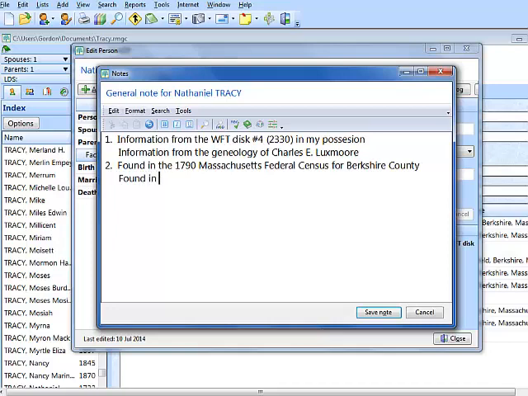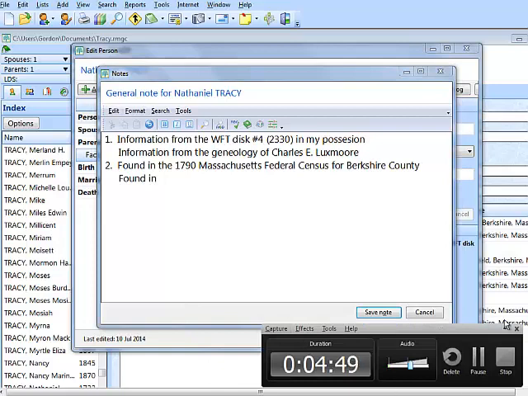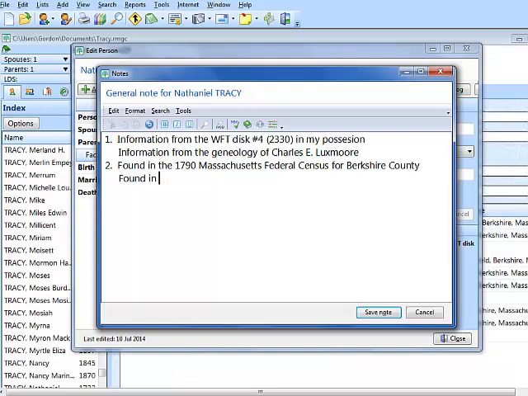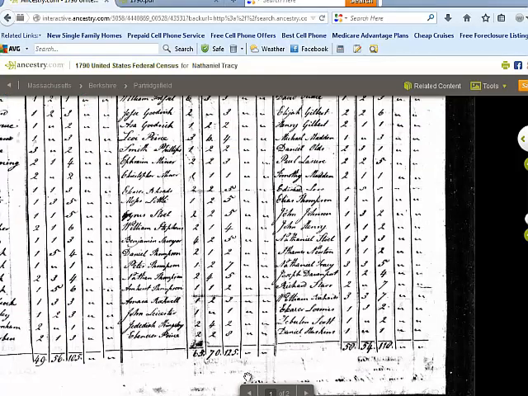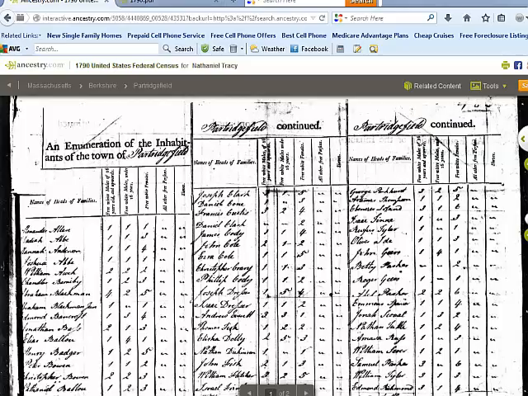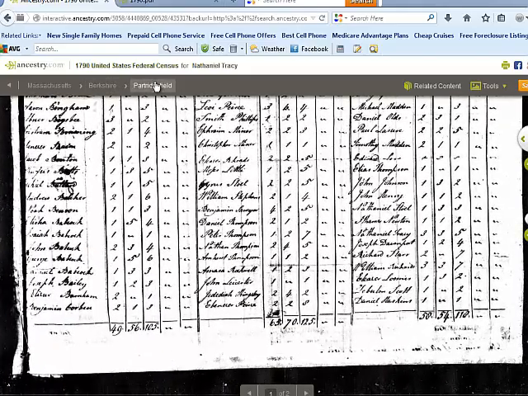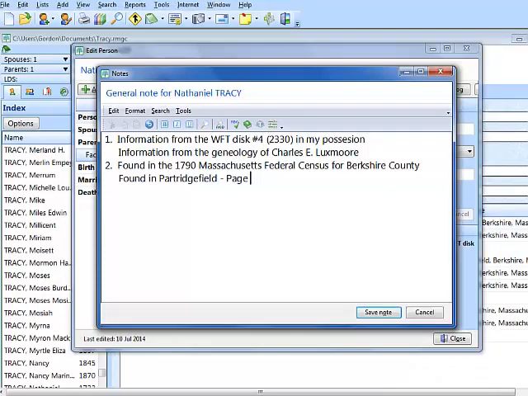found in, name of the town is Partridge Field, Partridge Field. We try to get a page number to help everybody else if they ever decide they want to try to find this. And I always use, for these type of censuses, this one right here. Down at the bottom, page 1, because most of these don't have designated page numbers of their own. Okay, at least not one that you can read. That may be 4035, who knows. So I use this one because if you're going to go to Massachusetts, Berkshire, Partridge Field, page 1 will contain Nathaniel Tracy. Okay, so we go with page 1.